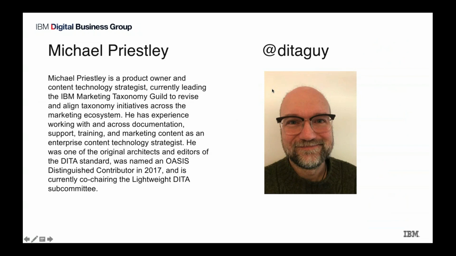So a little bit about me. I'm the product owner for a team doing taxonomy development and working with technology around taxonomies, and leading a guild of basically product owners and content stakeholders across different parts of the marketing ecosystem, so tools, services, and authoring communities. In the past, I've also worked in documentation, support, training, as well as marketing content, with a general scope of enterprise content technology strategy, but I'm really focused on taxonomy and ontology technology today.